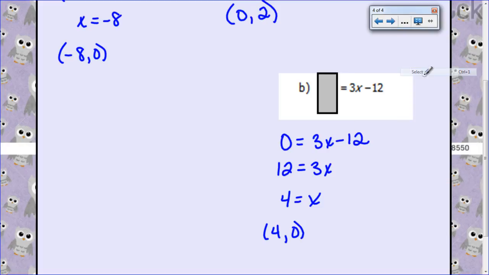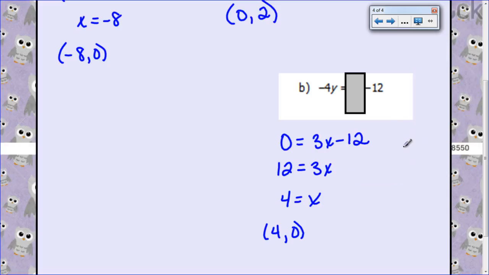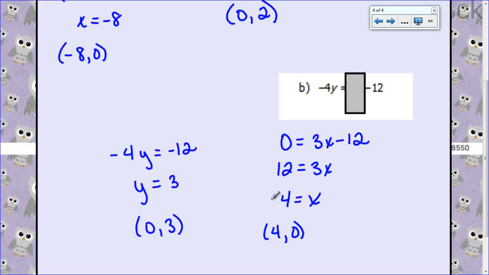And then to do the y-intercept, I'm going to cover up that 3x, and I'm going to solve what is remaining. So now I have negative 4y is equal to negative 12. So when I divide both sides by negative 4, I get y is equal to 3. So my y-intercept is at 0, 3. So there is finding intercepts from a graph, from a table, and from an equation. X and y-intercepts are just the point where the graph crosses the x or the y-axis, depending on which one you're looking for. And that's what we do.